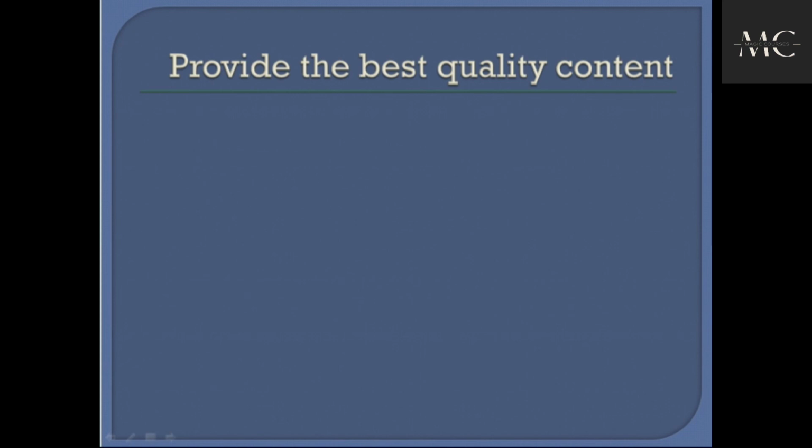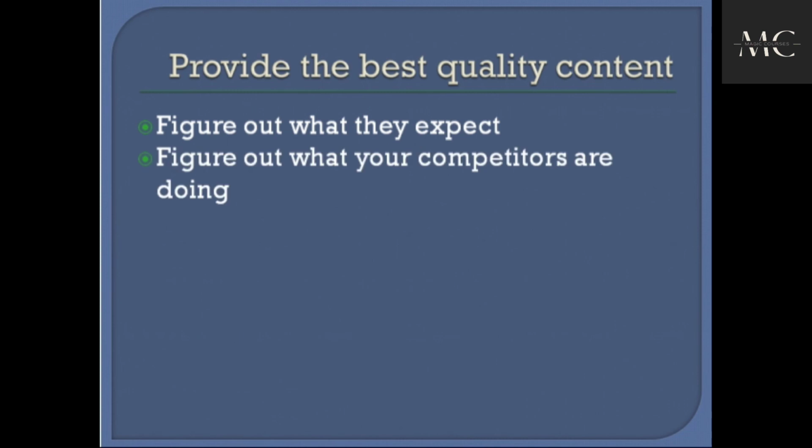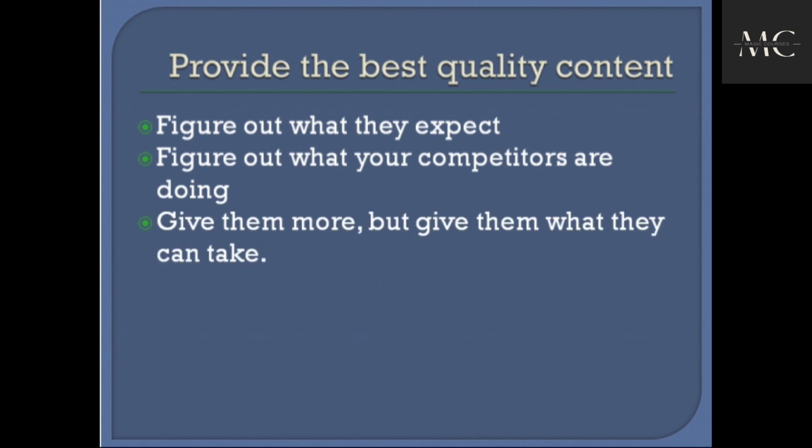Another thing you need to do is provide the best quality content. I know this is somewhat self-explanatory and you might be thinking, yeah, I know this, but you'd be surprised how many membership sites out there don't actually provide the best quality content. So you need to figure out what they expect and what your competitors are doing right now. What are they providing? Compare their product versus your product. Your goal is to give them more quality content.